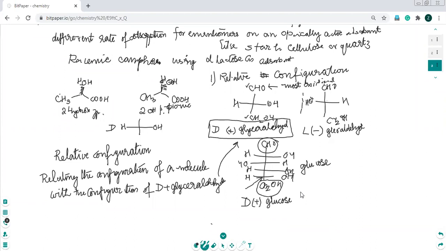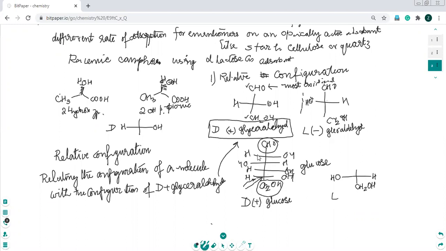Now, if you want the L configuration of this molecule, what you can do is change only this place, capital L. If you change this carbon to this, you can call this the L configuration.